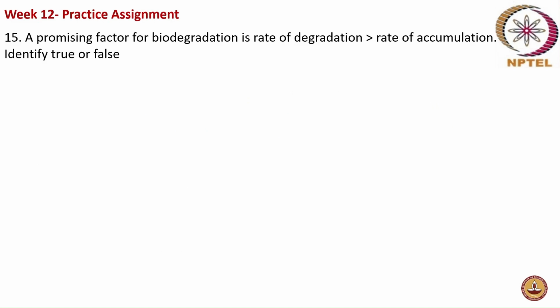Next, a promising factor for biodegradation is rate of degradation is greater than rate of accumulation. Is it true or false? So, if the rate of biodegradation is more than the rate of accumulation of that particular polymer material, then biodegradation is a promising method to get rid of that particular polymer. Is it true or false?